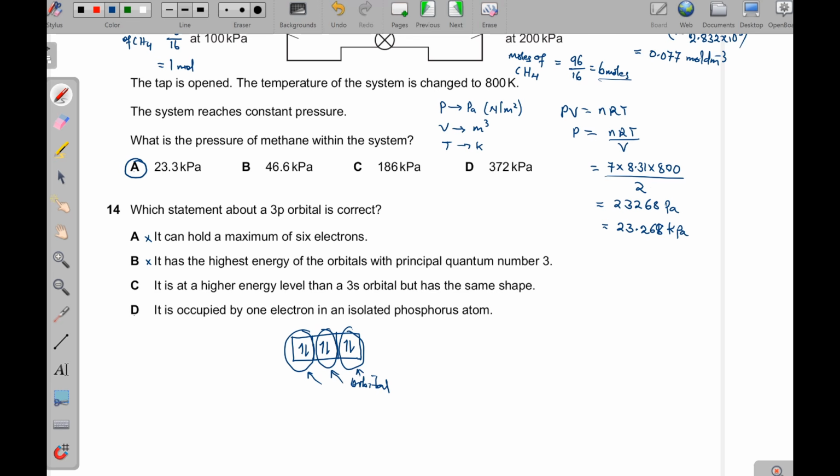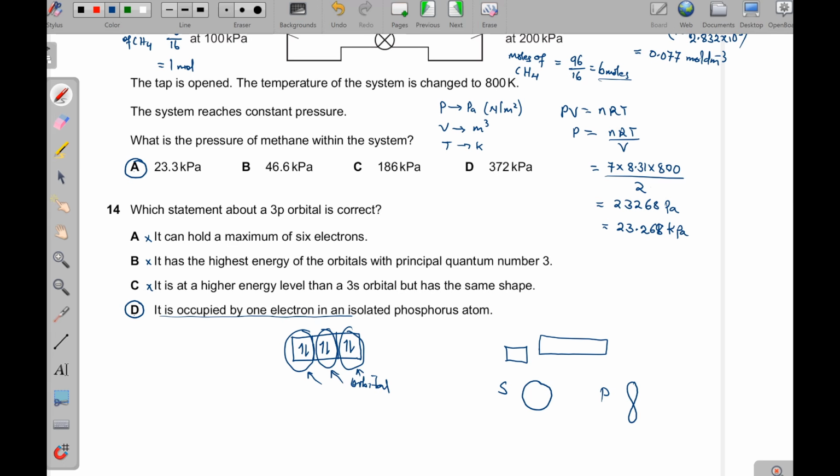And then next, it is at a higher energy level than the 3s orbital. That is true, because the 3s might be here, then the 3p is there. But it has the same shape? No, s has a spherical shape, and then the p shape is lobular. So this one is correct, but this one is wrong. So that implies that C is also wrong. So the only option left is D.